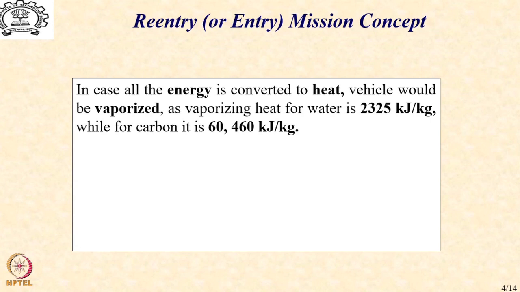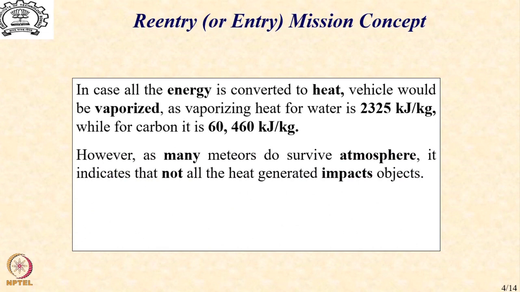Similarly, the vaporizing heat for carbon is 60,460 kilojoules per kg. So, if you are coming from a low earth orbit, you might still survive in terms of carbon, but anything else would simply disappear. And the 60,000 kilojoules per kg is the minimum energy with which you will come when you are coming from a mission to an outer planet. So obviously you realize that using this mechanism is not going to be directly practically feasible unless you can manage the heat generation in an appropriate manner.